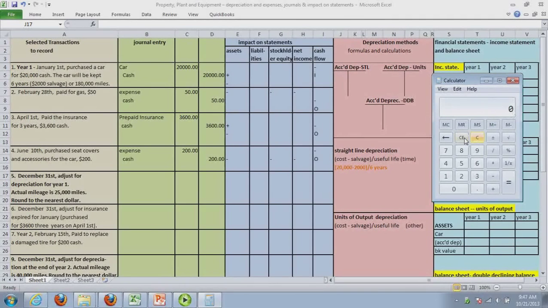I took an extra 0, I guess I need to do that again. So it's cost minus salvage. $18,000 is the most I can depreciate over the life of the asset. That's what we call depreciable cost. And then I'm going to divide it by 6 years. And we did buy it on January 1st.